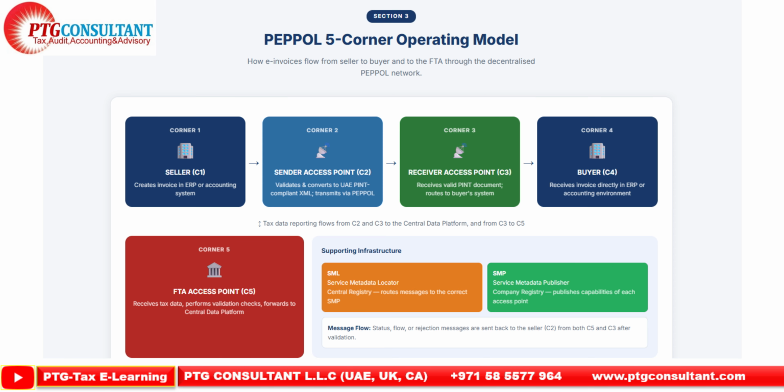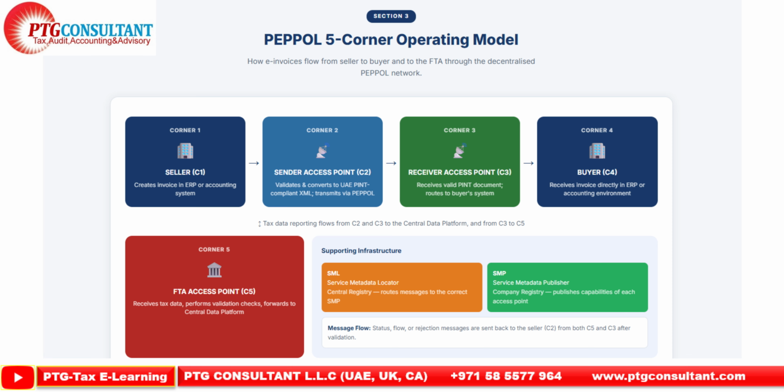Section 3. The PEPPOL 5-corner operating model. Understanding how e-invoices flow through the network is essential. The model has 5 corners. Corner 1 is the seller. The seller creates the invoice in their ERP or accounting system. Corner 2 is the sender access point. This is the seller's accredited service provider. It validates the invoice, converts it to UAE PINT compliant XML format, and transmits it via the PEPPOL network.